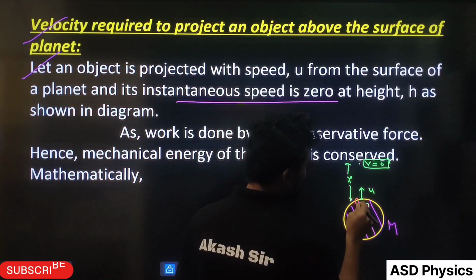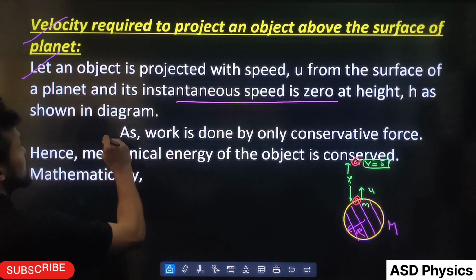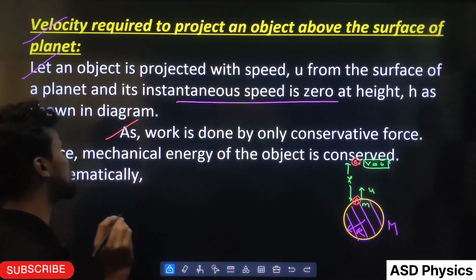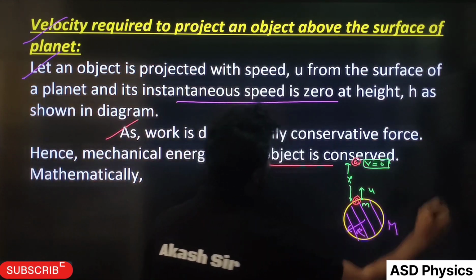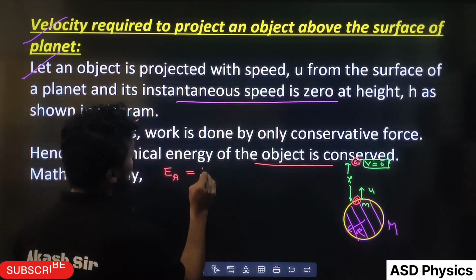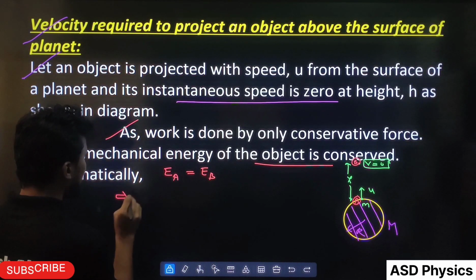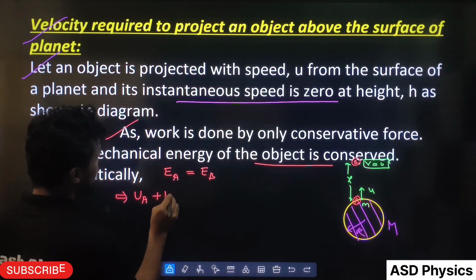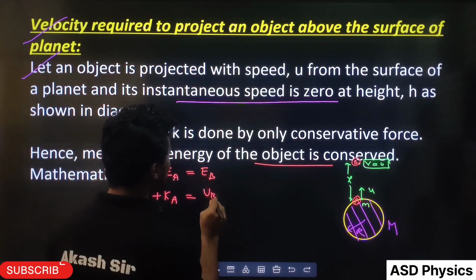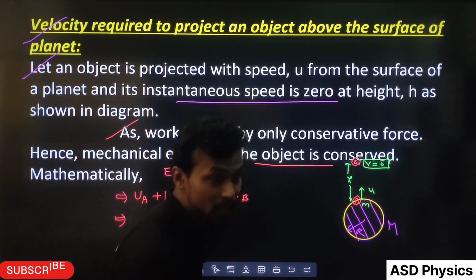If I take this point A and this is point B, then we can see as work is done by only conservative force, hence mechanical energy of the object is conserved. So mathematically, we can write energy at point A and energy at point B will be same. Energy at point A means potential plus kinetic. Similarly, energy at point B also is potential plus kinetic.